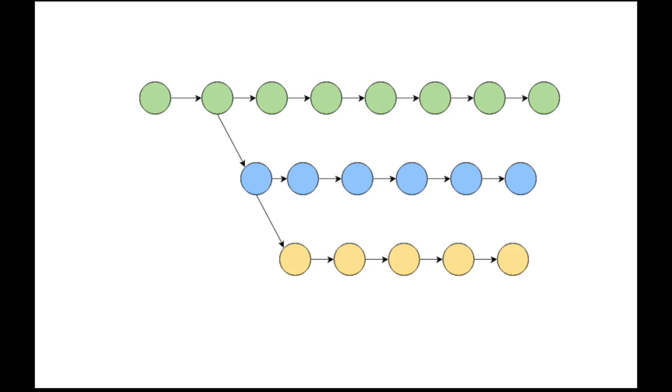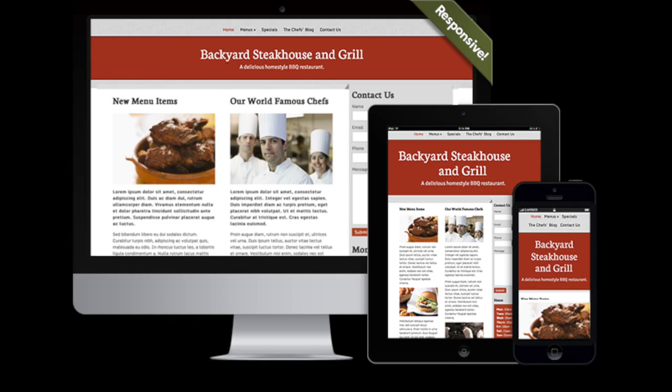Hello. In this lesson, we're going to be talking about Git branches. What is a branch? In a few words, a branch is an independent line of development. Let me give you a real-world example.